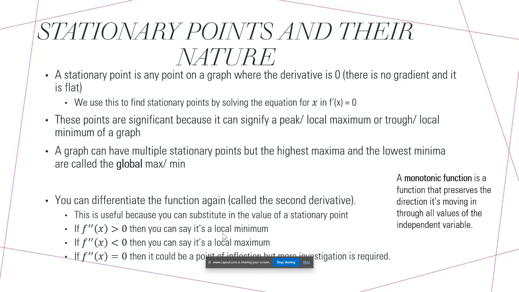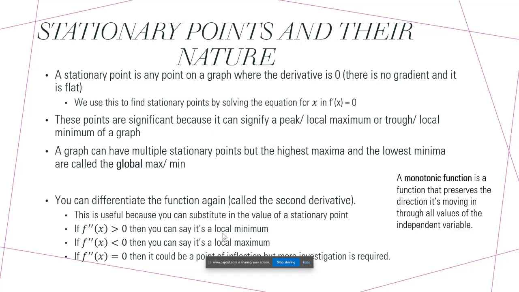If the second derivative is greater than zero at the stationary point, it's a local minimum. If it's less than zero, it's a local maximum. In the other case, the second derivative could be exactly zero, and that could mean a point of inflection, but you can't inherently say that just because the second derivative is zero, it is a point of inflection.